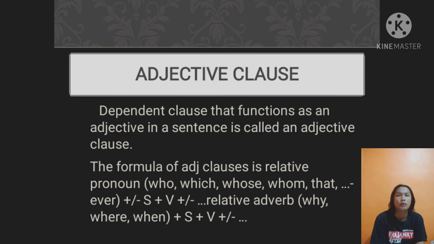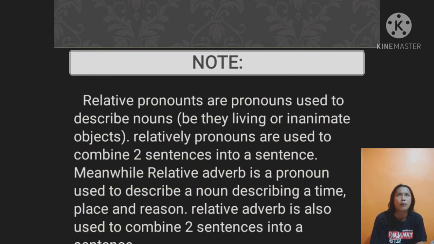So the formula of adjective clause is relative pronoun like who, which, whose, whom, that, whoever, plus subject and verb. And relative adverb like why, where, when, plus subject plus verb. For your information, relative pronouns are pronouns used to describe nouns, be they living or inanimate object. Relative pronouns are used to combine two sentences into a sentence.